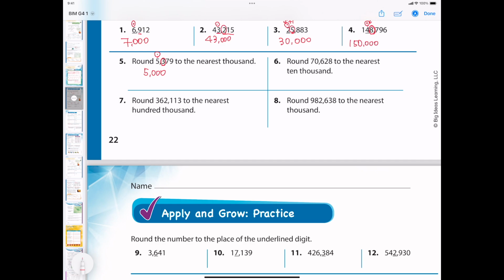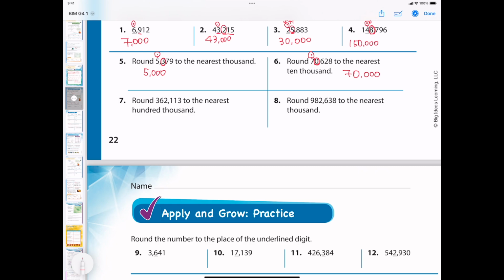So round 70,628 to the nearest 10,000. Okay, now what's the matter number? 0, which is a round down number. So this number is close to 70,000, not 80,000. Make sense? Because we are asked to round to the nearest 10,000.